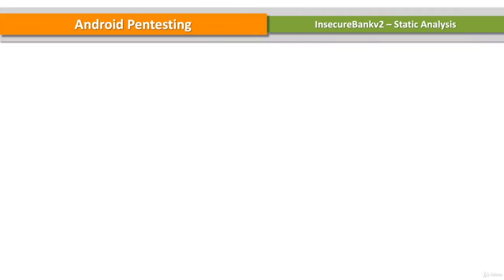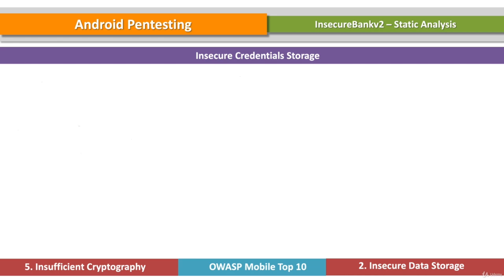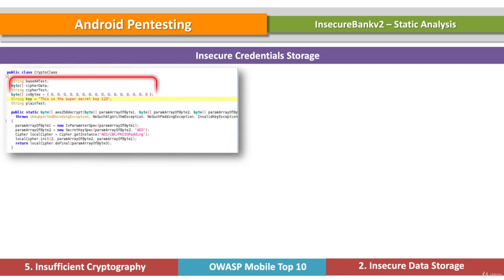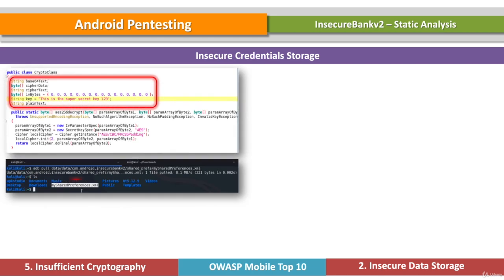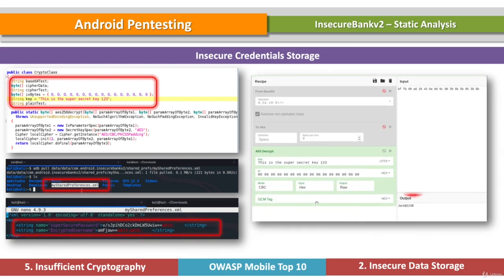So in this lecture, we're going to access the credentials because of insecure data storage vulnerabilities. After getting the encrypted data, we'll decode it and then hijack the username and password. Sound like a plan? Let's start.